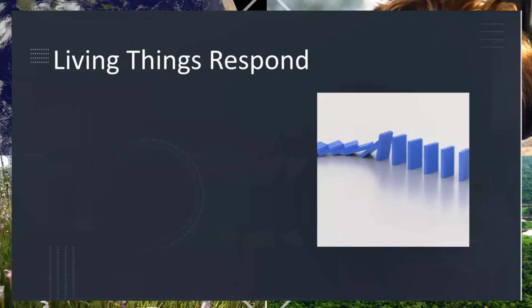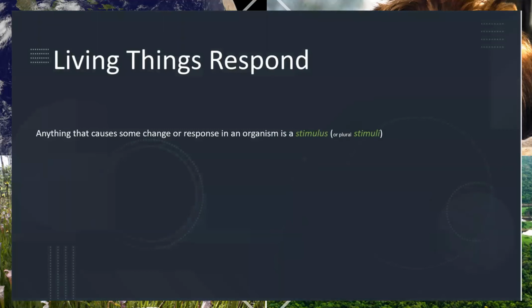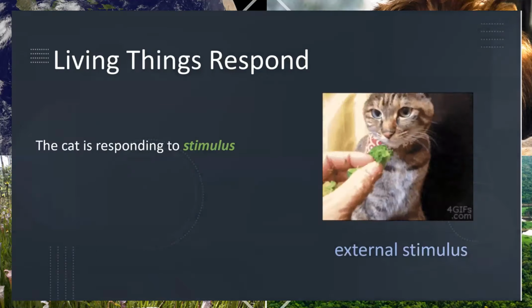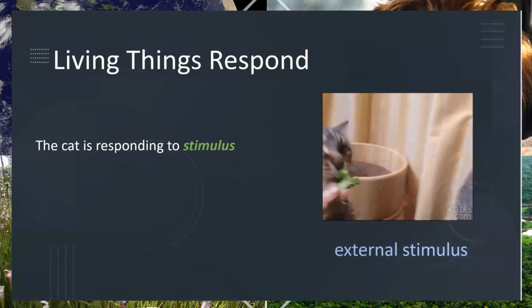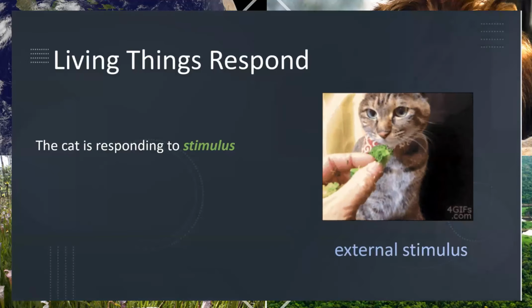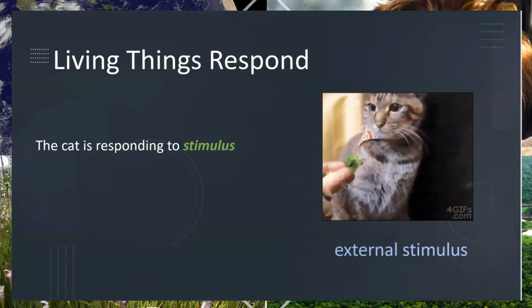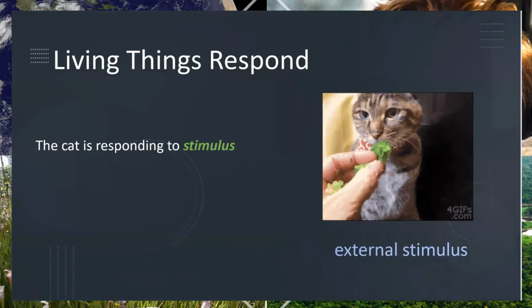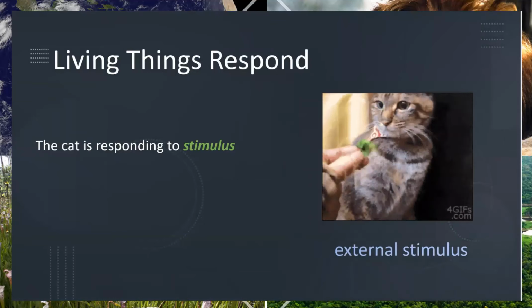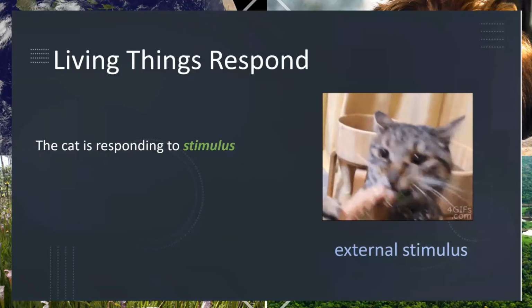So living things respond to stimuli. Now, anything that causes some change in an organism is referred to as a stimulus. The plural word for stimulus is stimuli. Now, we can't speak about stimulus and stimuli without referring to those external stimuli and internal stimuli. So in this example, the cat is responding to a stimulus. That stimulus is the broccoli here, it's the food. So that's an external stimulus.